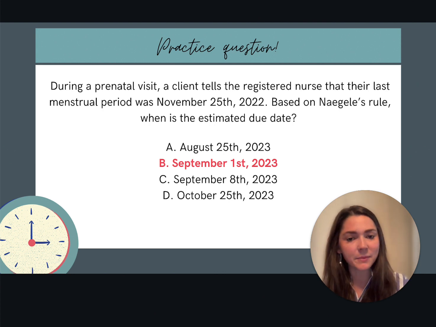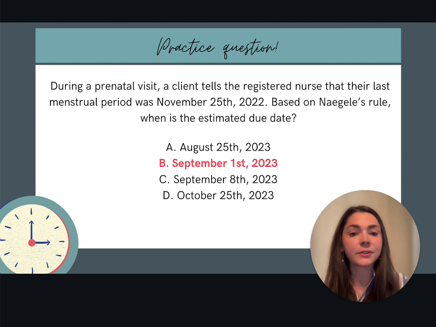And why is it so important to know an accurate due date? Well, we do a lot of testing throughout pregnancy, and it's important to do those at the right time. For example, we perform a gestational diabetes screening between 24 and 28 weeks. Testing during pregnancy allows us to make sure the fetus and the client are being treated for any potential complications. We also want to make sure that the fetus is growing at the right rate, and we need accurate dates in order to take those measurements.